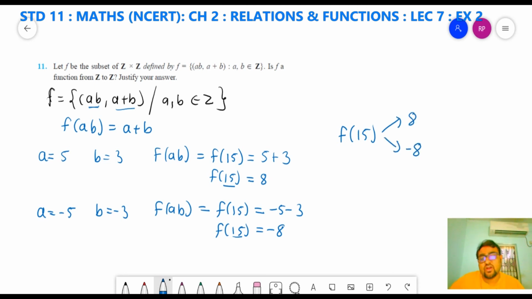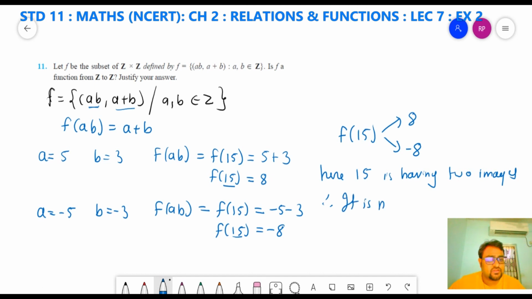But what was the criteria of function? It should have only one image, right? So here 15 is having two images, right? Therefore it is not a function. Clear? So write down question number 11.